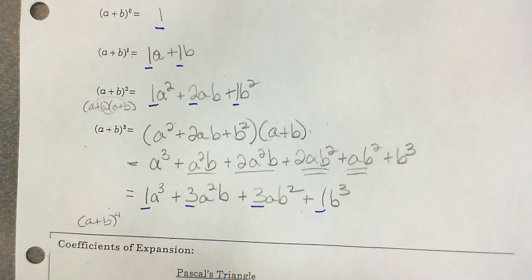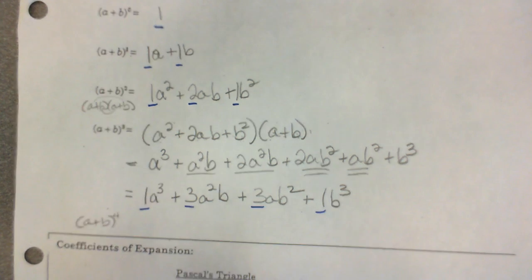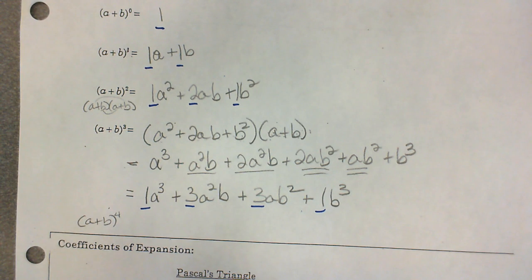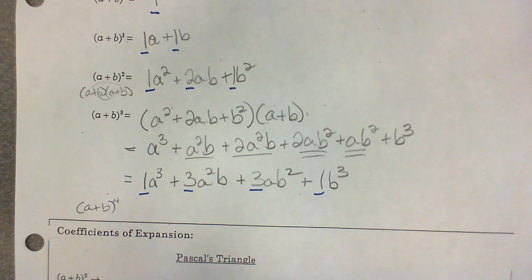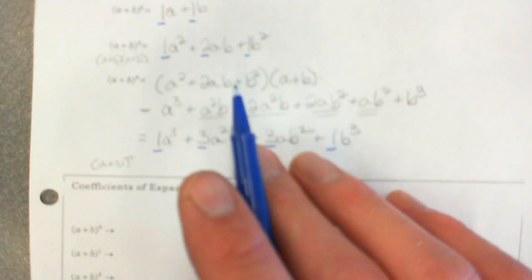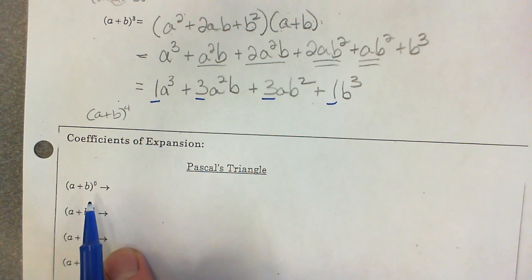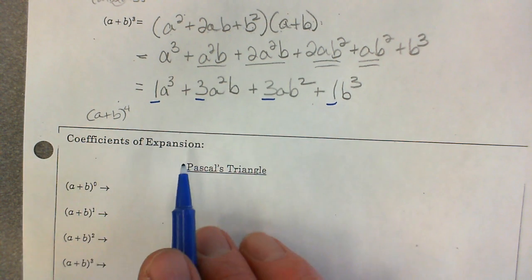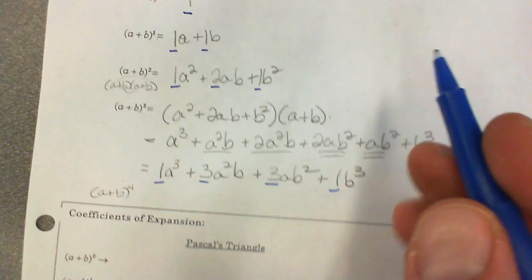Okay? Now, there was a mathematician called Pascal, and he actually found this pattern. So let me write this pattern out for you. It forms a triangle, and it's a symmetrical triangle. So what I'm going to do is take these numbers and write them next to their expression. So a plus b to the 0 power, we know that was just a 1.